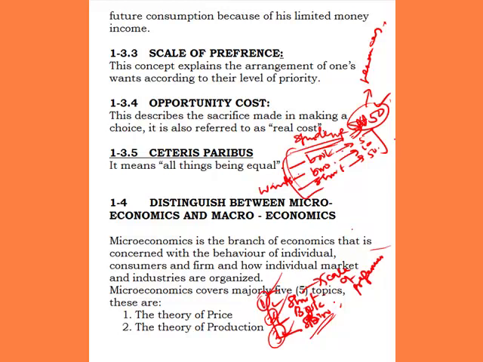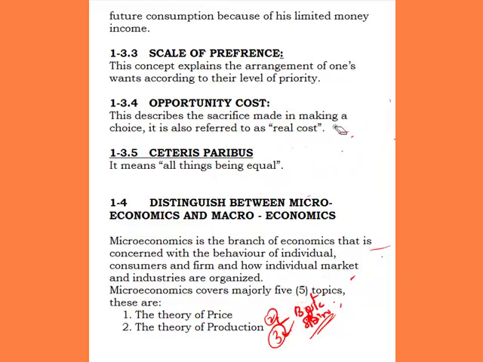That's scale of preference. The next one is opportunity cost. Now when we say opportunity cost, what do we mean? Opportunity cost simply means the cost of opportunity foregone for the purpose of satisfying a particular need. So what are we saying in essence?